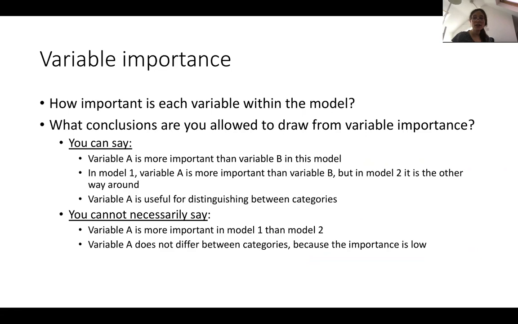However, you cannot necessarily say that variable A is more important in model 1 than model 2. This is especially true if the models are based on different algorithms, because variable importance is calculated in a different way for different algorithms, and it's not mutually comparable. In addition, you cannot say that variable A does not differ between categories because its variable importance is low. You could have a very big difference between the categories and still have a low variable importance because of redundant information.